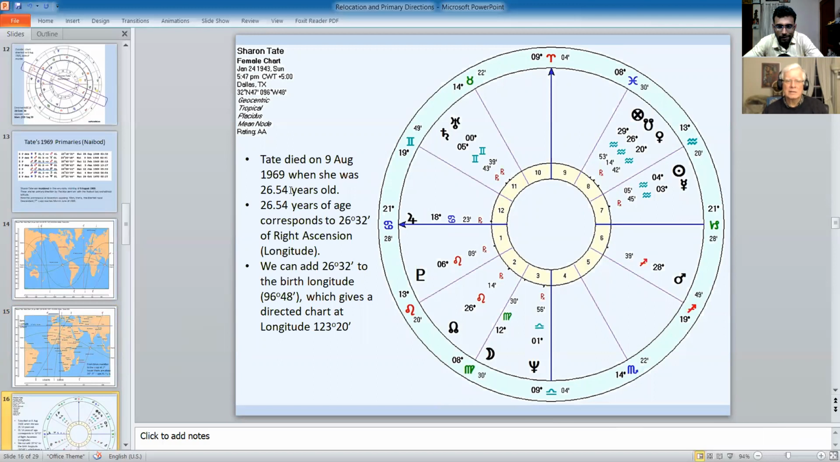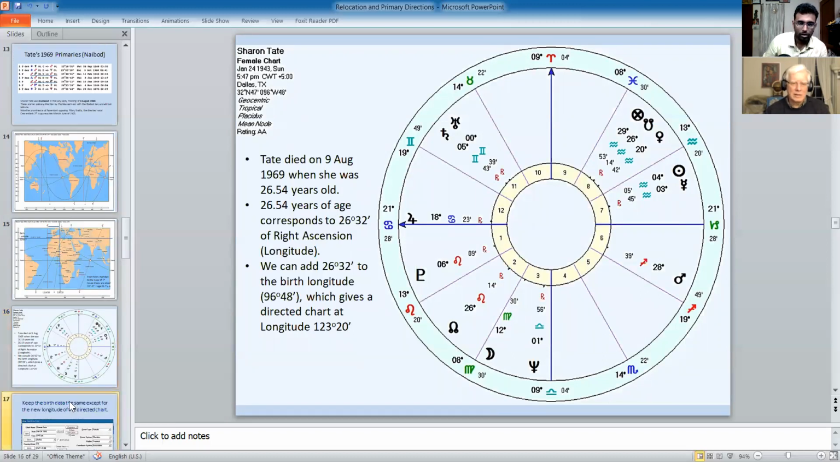And so she died, this is just repeating it, when she was 26.54 years old. That's when this got directed to here. This just showed the same thing on her chart that we saw in the previous figure. This is her birth chart. And so from here to here on the equator is about 26.7 degrees. And she died at 26.54 years of age. So very, very close timing.